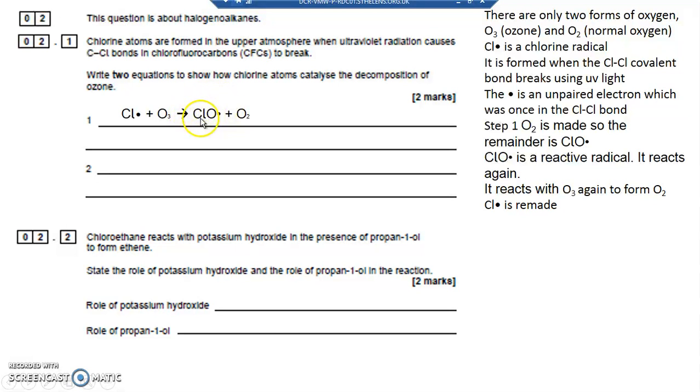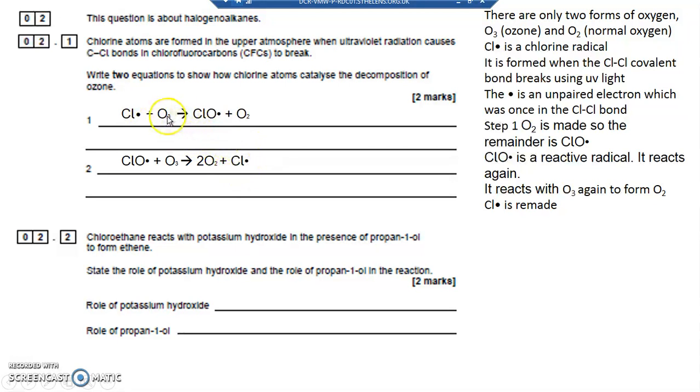Now, which of these are going to react again? ClO dot is a radical with an unbonded electron, so that's going to react again. It reacts with more O3, so this ClO dot, this radical, reacts with more O3, and the only thing that it can make is O2. Now you can balance out the O's. I've got 4 on the left. I can balance it out by putting a 2 in front of the O2, and that means all the O's are now balanced. The only thing that I've got is a Cl and a dot. I've remade the chlorine radical.